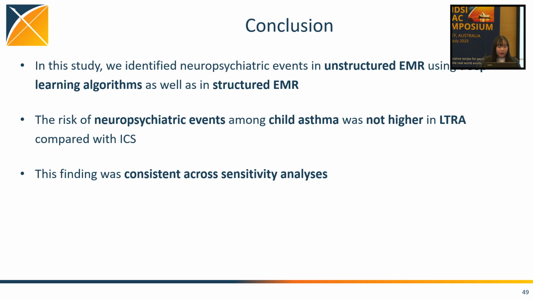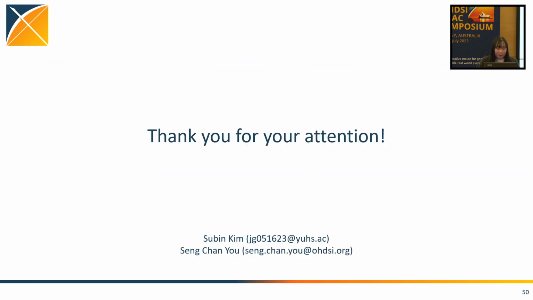And in conclusion, in this study, we identified the neuropsychiatric events in unstructured EMR using deep learning models as well as structured EMR. And as a result, the risk of neuropsychiatric events among child asthma was not higher in LTRA compared with ICS. And this finding was consistent across sensitivity analyses.